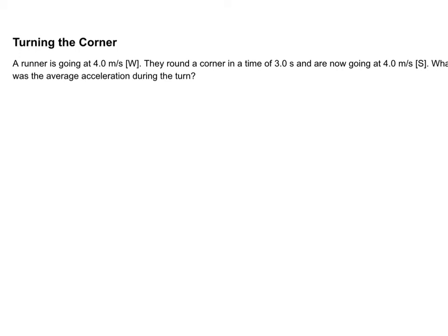So this is an example of one of the big five equations that will have to be used, but with the vectors that are not one-dimensional, they're two-dimensional. We've got west going on, and we've got south going on. So I'm just going to make a list here of the given information. We have the beginning velocity at 4.0 meters per second west.